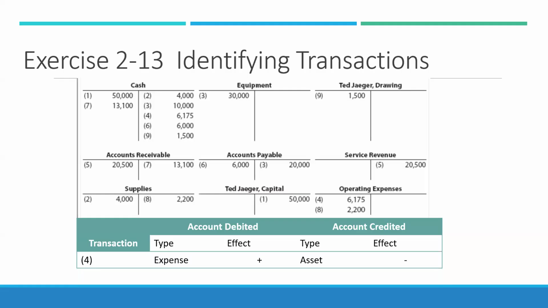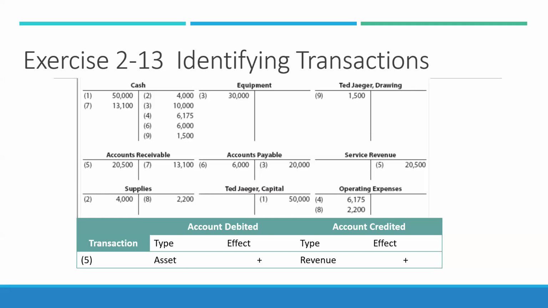Next, number 4. You see cash went down $6,175 and operating expenses went up or were increased, debited $6,175. So they probably paid for some expenses, right?